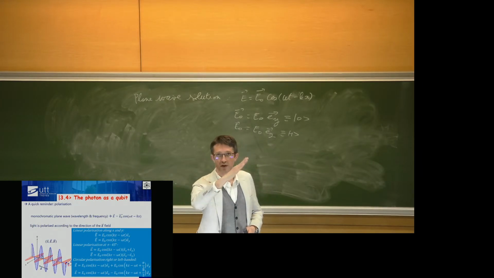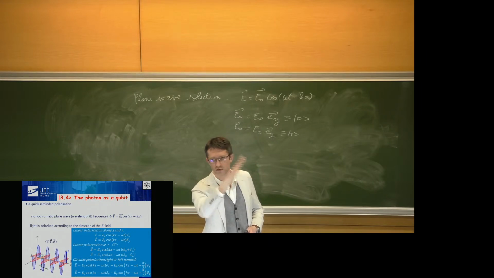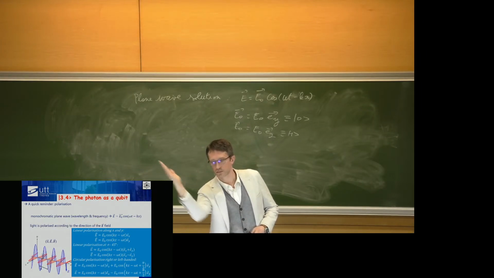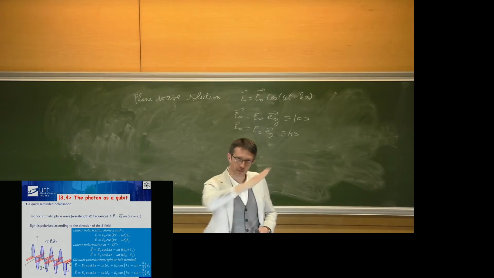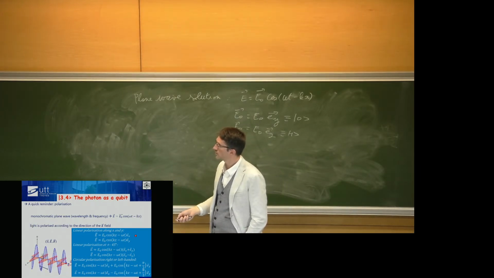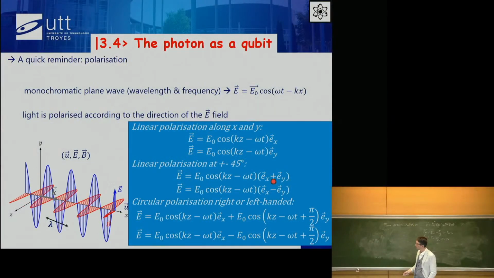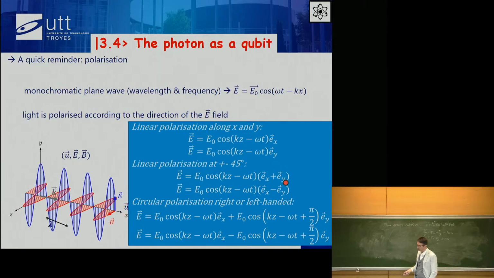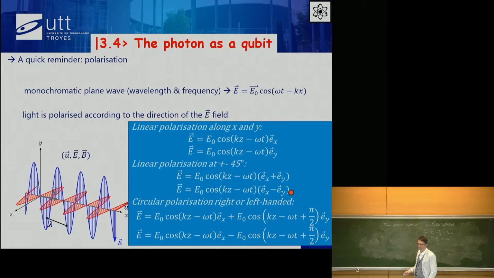I can be at 45 degrees, so plus 45 degrees, or minus 45 degrees. I can propagate like this, or I can propagate like this. In this case, it's just a vector. So the E field at 45 degrees will be EZ plus EY, and EZ minus EY.